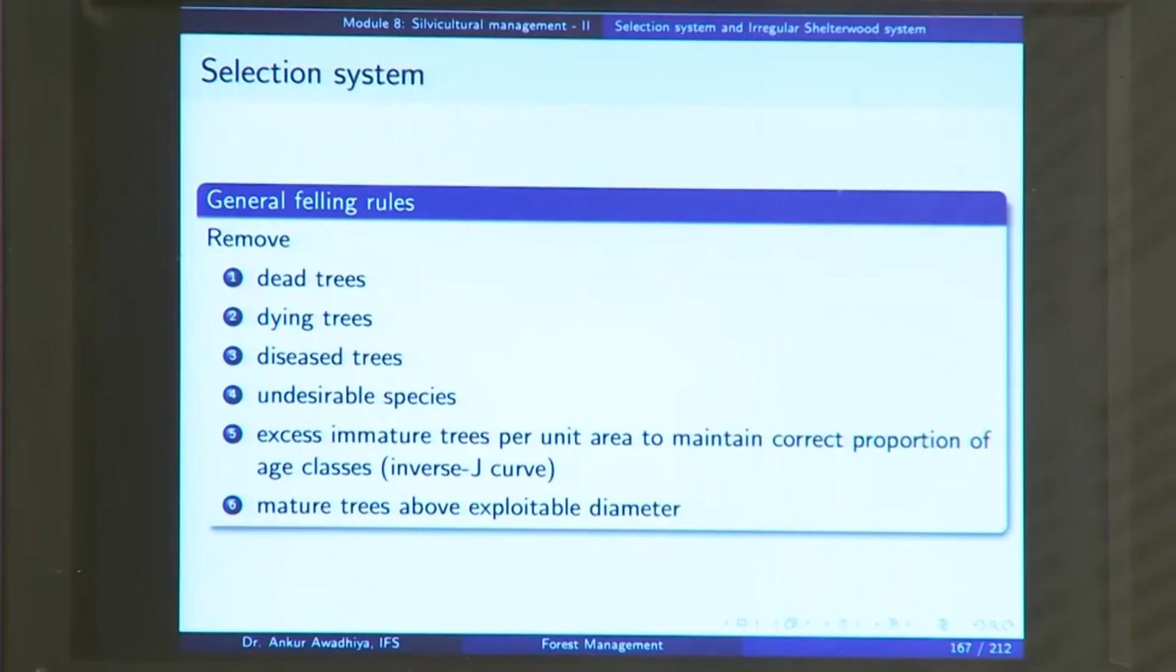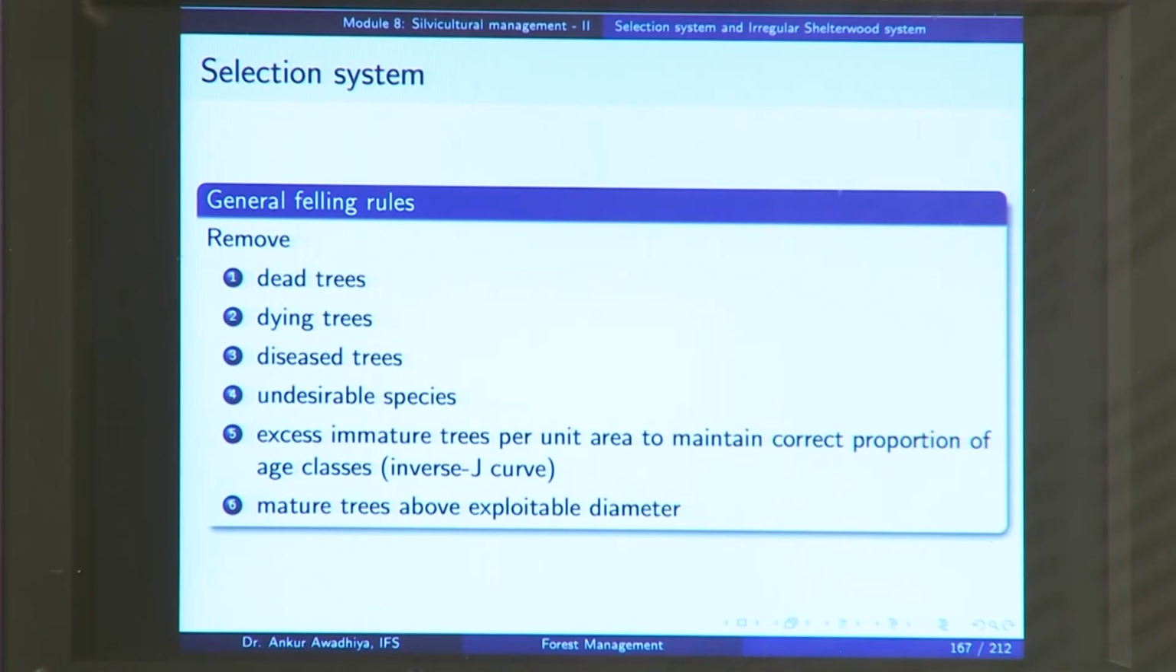So, what are the general felling rules like? Once you have selected your selection DBH or your selection girth, what are the trees that you will fell in this forest every year, or when you are taking a periodic selection system in every block? So, first of all you remove the dead trees. The dead, dying and diseased trees have the highest preference if you have to remove trees from the forest. Now, why is that so?